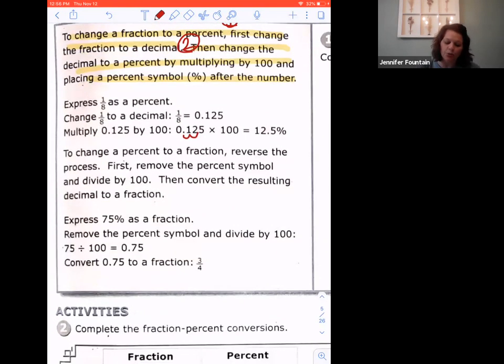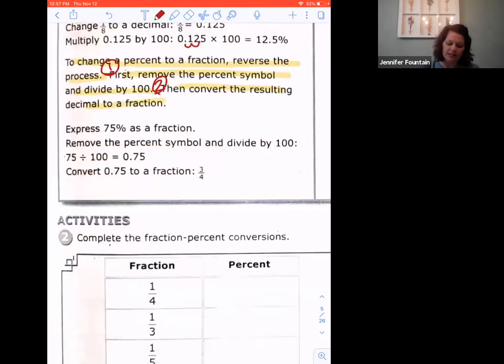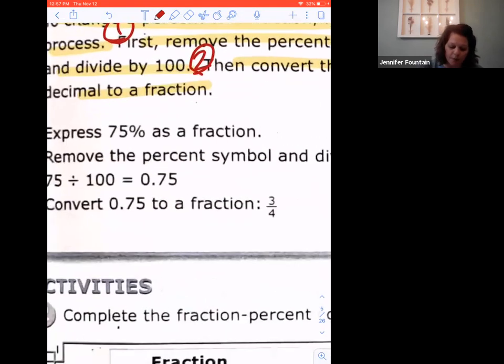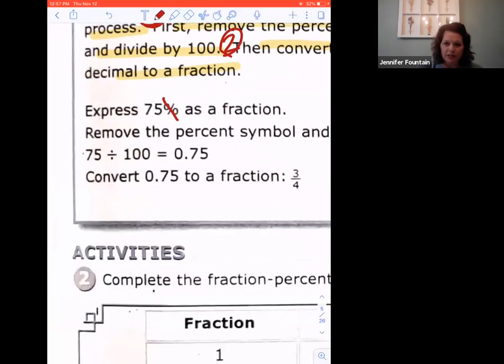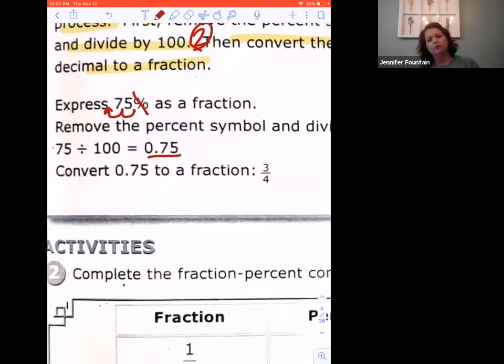So to change a percent to a fraction, you're going to reverse the process. To go from percent to fraction, you first remove the percent symbol and divide by 100, then convert from decimal to fraction. Let's take a look at this. It says express 75% as a fraction. So the first thing they said is to drop our percent sign and divide by 100. Dividing by 100 is the same as moving your decimal 2 places to the left. So 75% becomes 0.75.